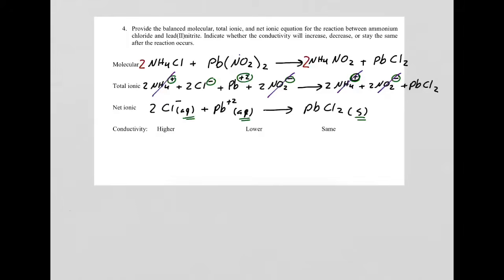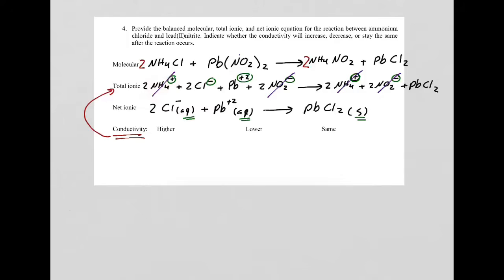Now, the last thing I ask you to do is about conductivity. Here's what I need you to remember: to do the conductivity, you have to look at the total ionic and not the net ionic. I'll tell you why in a second. Conductivity has to do with the number of ions. The more free ions you have, the more conductive you are. So pay attention to this very closely.